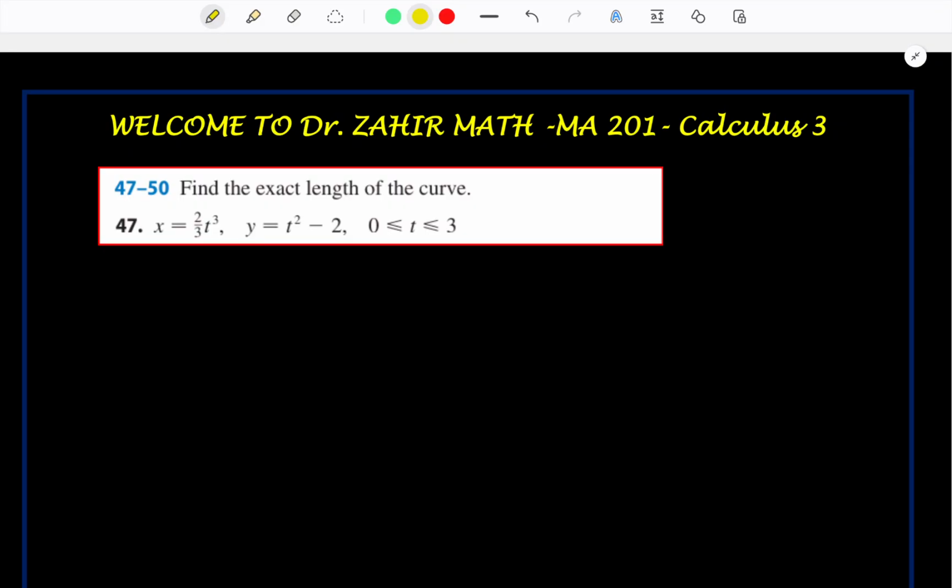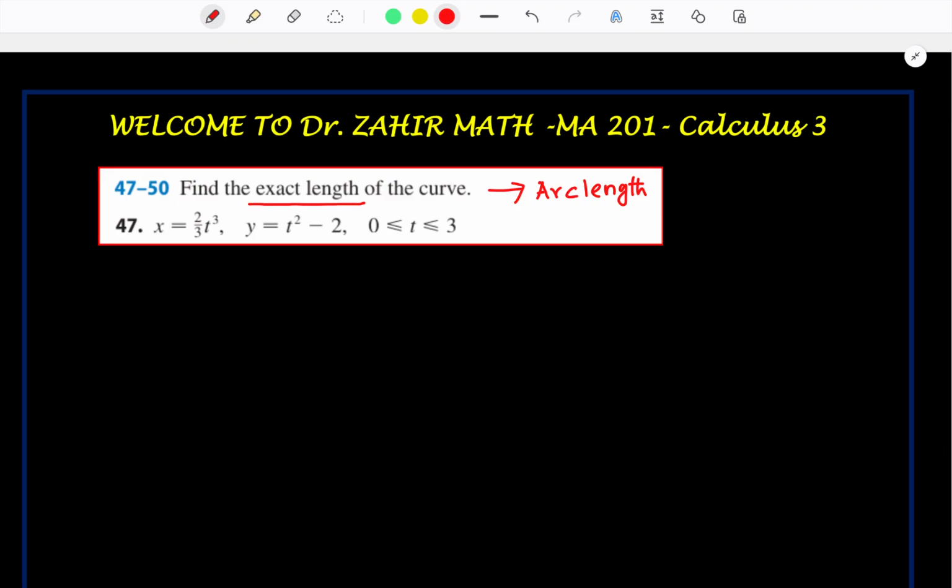Let's start the video. Find the exact length of the curve. So we are going to find what? The exact length of the curve. I told you another word for exact length is arc length. Do you remember that? Yes. Find the arc length of the curve also. It's going to be the same thing, right?